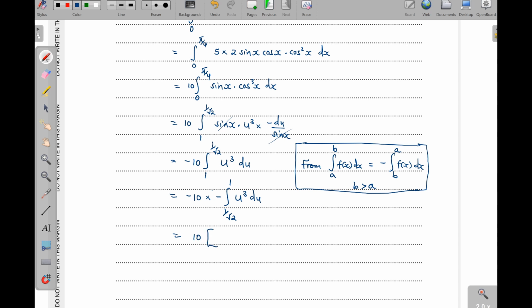Now we integrate. This will be u power 4 over 3. And then we put 1 and then 1 over root of 2. So this will be 10, then into 1. I made a mistake here. This one is supposed to be a 4. We are dividing by the new power. So 1 over 4, then minus. This will be 1 over root of 2. Then power it with a 4. Then we shall divide it by a 4.